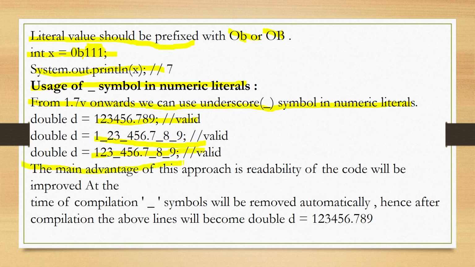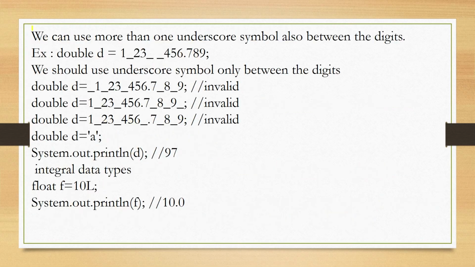The main advantage of this approach is readability of the code will be improved. At the time of compilation the underscore symbols will be removed automatically, so we aren't bothered with that, and hence after compilation the above lines will become a double, and the number would be like this in the computer's memory. Just for our better readability, we can specify underscore in between numbers, and here we can use more than one underscore symbol between digits.